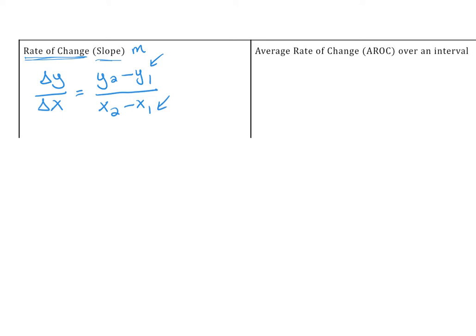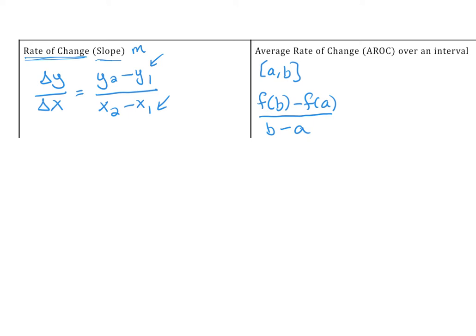So average rate of change, or AROC, over an interval, it's the same thing. We just make it look fancier. So over an interval from a to b, those are our x values of a function, we would plug those in. So f of b minus f of a, those are our difference in y values, divided by b minus a.